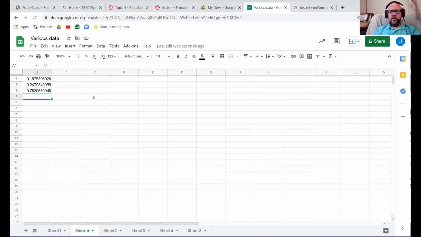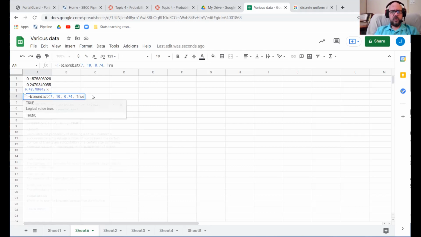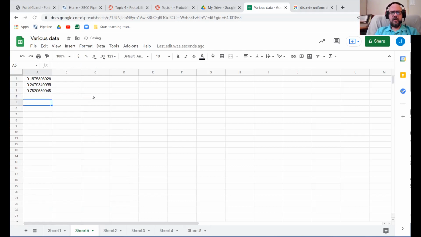And then same thing, we want to do greater than or equal to 8. So I want to do 1 minus the CDF of 7. So equals 1 minus BINOM.DIST of 7 successes in 10 trials with a probability of success of 74%, and true. That's the one we want, so we want the CDF there, and we get the exact same thing we found. So 49.58. So there you go. That's how you do this in Sheets.